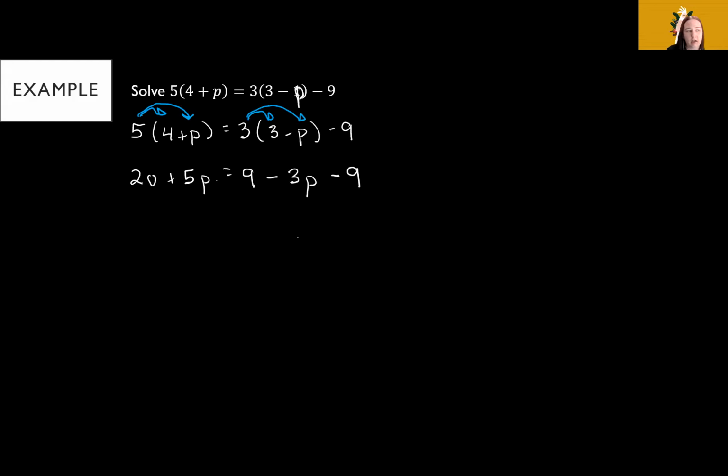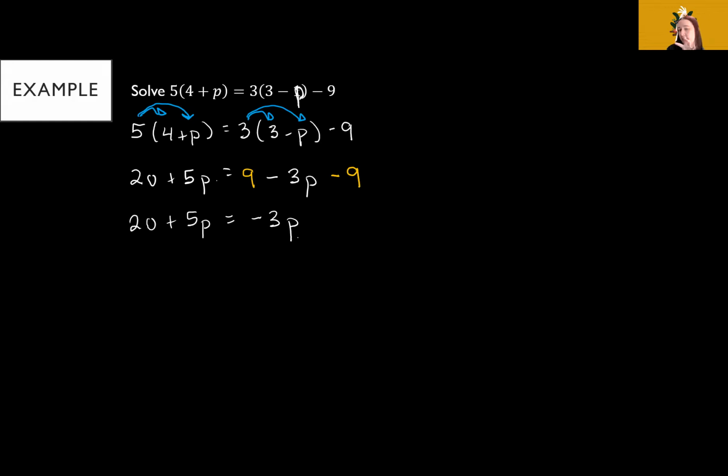So left side simplified, right side, we need to simplify further because we have a 9 and a minus 9 that we can combine. So 9 minus 9 is 0. So what happens is that basically is disappearing. And so we have 20 plus 5p equals minus 3p, since the 9 minus 9 is 0.